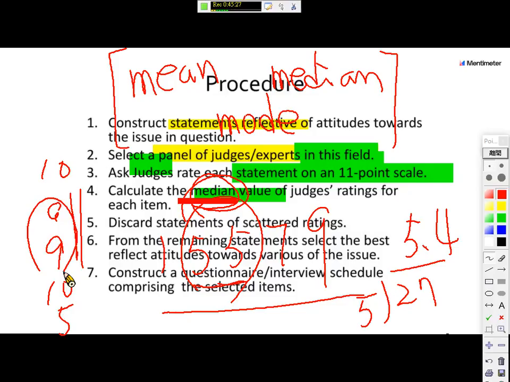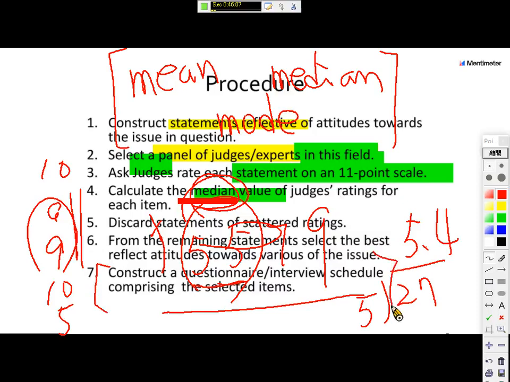And discard statements with scattered ratings. Sometimes, for example, on the 1 to 11 scale, one judge gives it 1 point, the other one gives it 11, 5, 7, 9, 3, 2. Well, it seems that they do not have consensus about the weighting for this one, right? Then you have to discard it, take it away, because there is a lot of confusion there. So you have the remaining statements. You select the best ones, you keep them, and you can construct a questionnaire.